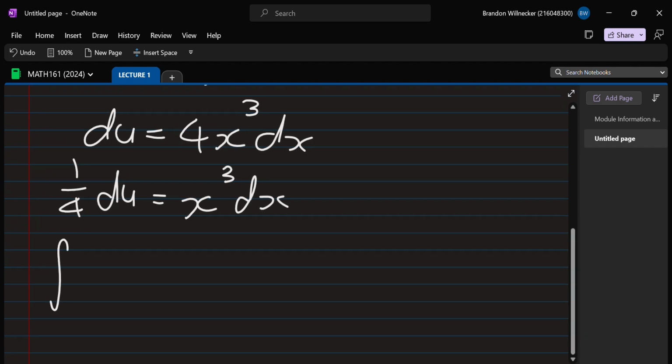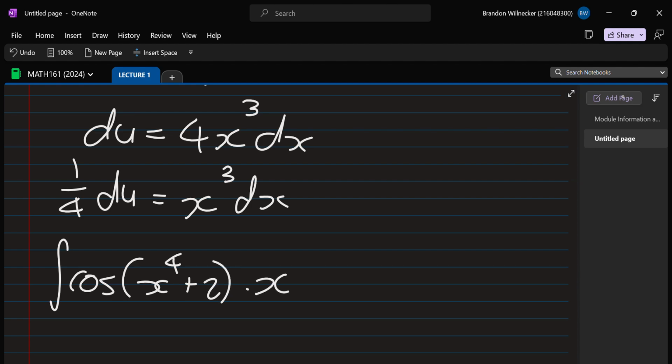Okay, so again, integral, I'm going to rewrite it to make it a bit more obvious. So we have cos x to the 4 plus 2, and I'm going to put the x cubed dx on the side here, just to make it a bit more clear. Okay, x to the 4 plus 2, remember we said that was u. So we can just put a u there, that's fine. X cubed dx, just look at the previous line there, that's 1/4 du. It's fine not having just du by itself.